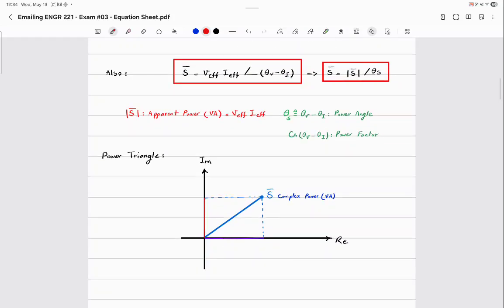Okay, in order to understand this better, let's consider the 2D complex plane. And you know that complex power is a complex number, so I can show it on the 2D plane. S bar is a complex number.